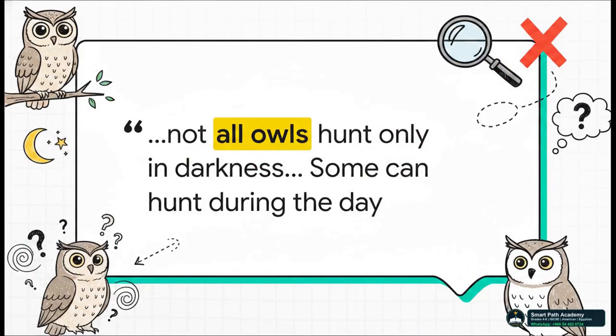Let's try our second training exercise. Pay super close attention to the question here, because this time the examiner is trying to trick you by asking you to tick the false statements. That totally changes our mission. Look at statement A, all owls hunt only at night. And statement B, some owls can hunt in daylight.